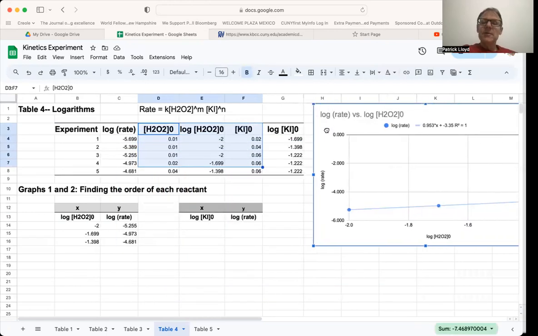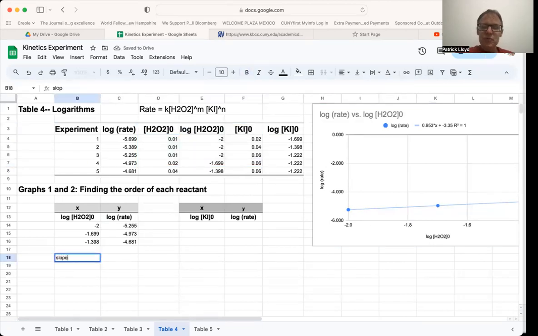So right there, let me move this graph out of the way. There we go. So the important point here is that the slope equals m, which equals, oops, let me put it this way, 0.953. Okay, that's the order of the reactant H2O2.